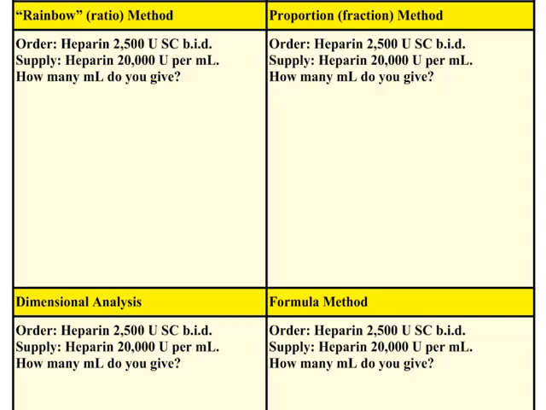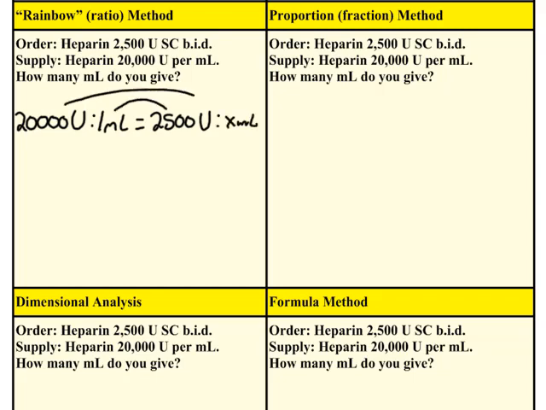First, let's use the rainbow method. We need to find our relationship between units and milliliters. As we can see from the supply, we know that there's 20,000 units in every 1 milliliter. We are told we need to deliver 2,500 units, and we need to find out how many milliliters that equals. We can multiply our means and our extremes. 20,000 units times x milliliters equals 1 milliliter times 2,500 units.